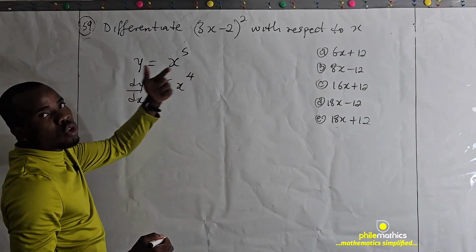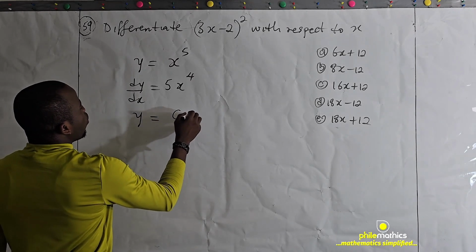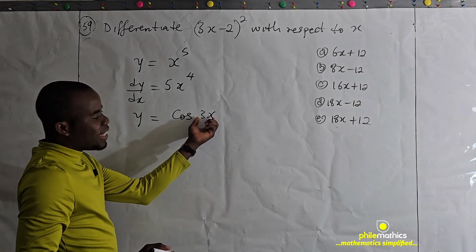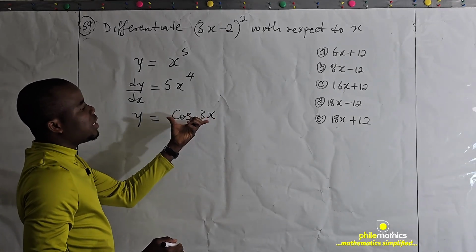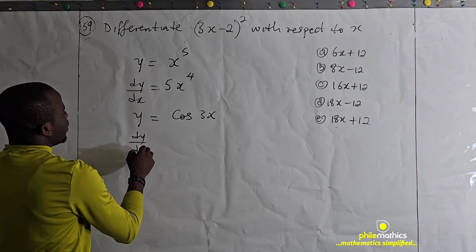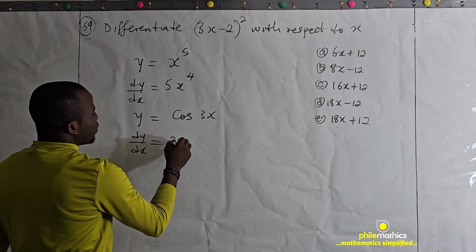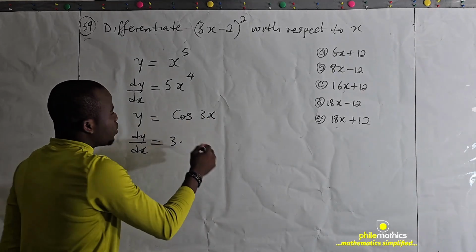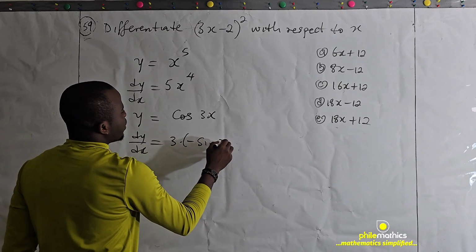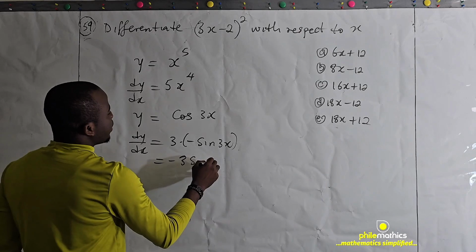However, if it's a function of a function, so if we have y equals cos 3x, we differentiate the inner function and then differentiate the outer function. That is the chain rule. So dy/dx, to differentiate 3x, we have 3 times, to differentiate cos 3x, we have minus sine 3x. So this is minus 3 sine 3x.